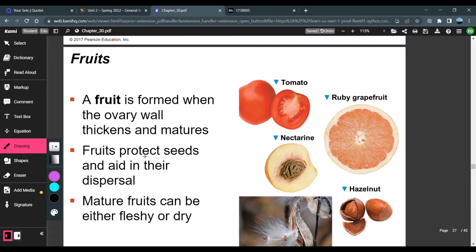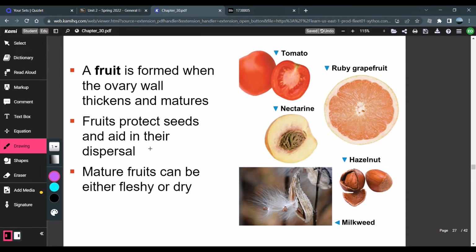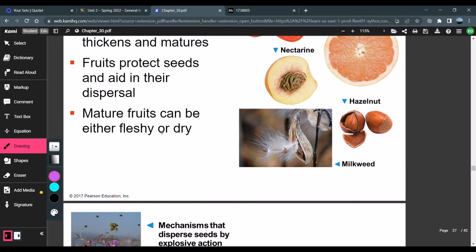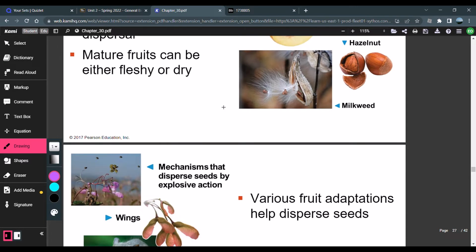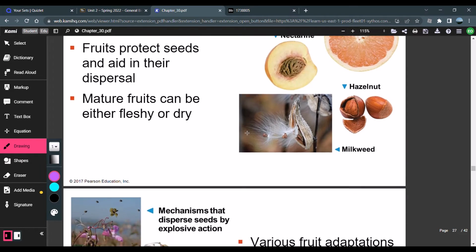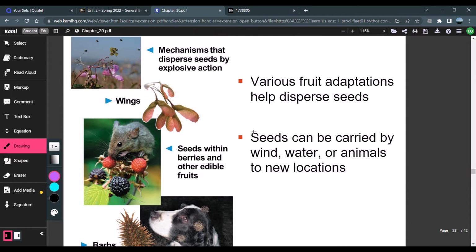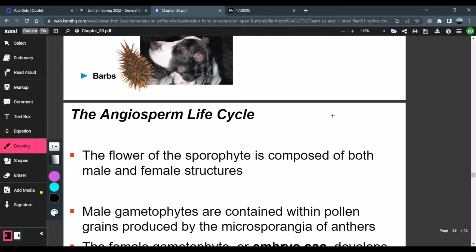The fruit protects the seeds and aids in the dispersal. Like I said, an animal. Let's put an example: a bear. A bear would eat the fruit, more specifically a berry. That berry contains a seed, and once the bear poops it out, the berry germinates and grows into a bush. So seeds can be carried by wind, water, or animals to new locations.